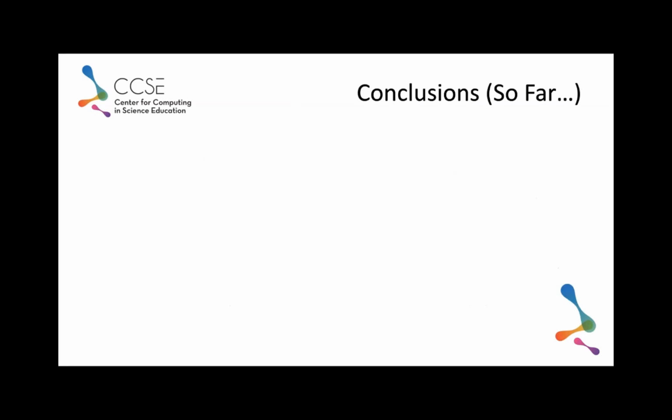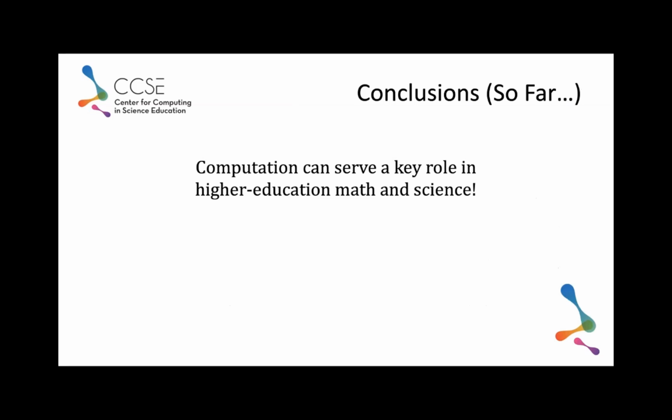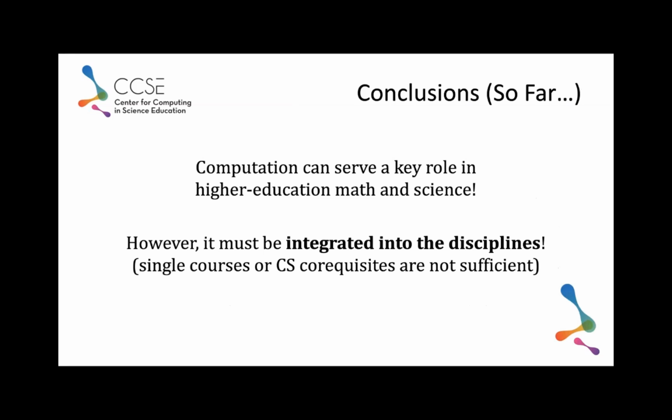And so to wrap up, the big thing that we're finding is that computation can definitely serve a key role in higher education, math, and science. It can help students grapple with these problems. It can make it more creative and authentic. But in order to get these benefits, it has to be integrated into the disciplines. It's not enough to have a single course in, say, computational physics or bioinformatics, or a single computer science co-requisite, because you don't get this deep engagement, this deep connection between computation and programming and the disciplines in which it's situated.